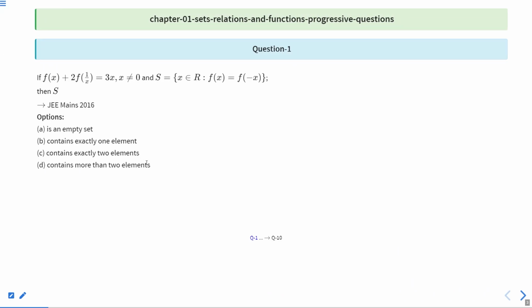First question says that if f(x) + 2f(1/x) is equal to 3x, x not equal to 0 obviously, because at x equal to 0, this 1/x will not be defined. So x not equal to 0, and S is a set, S equals x belongs to all real such that f(x) is equal to f(-x). So we have to find which one is correct out of these four options.